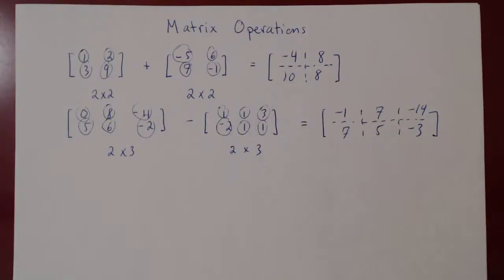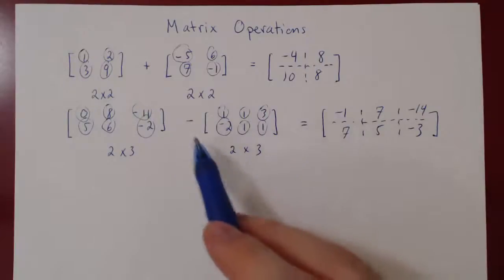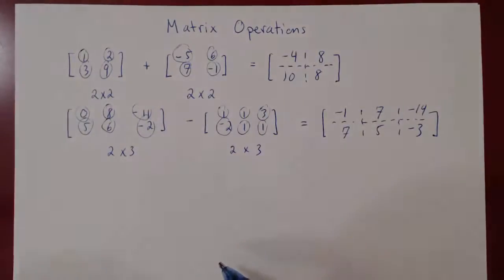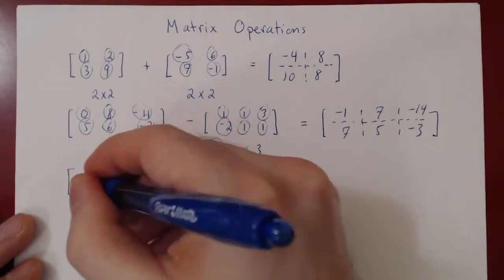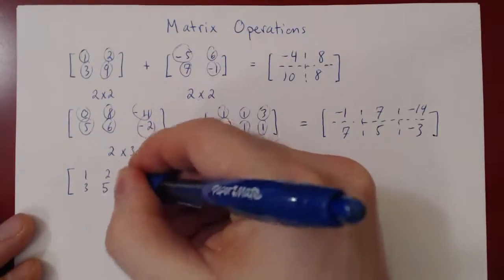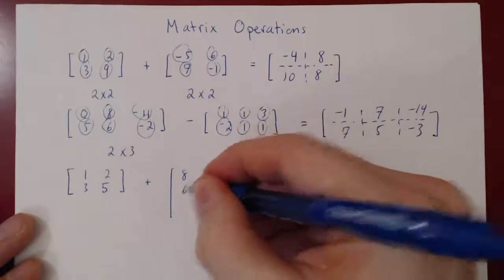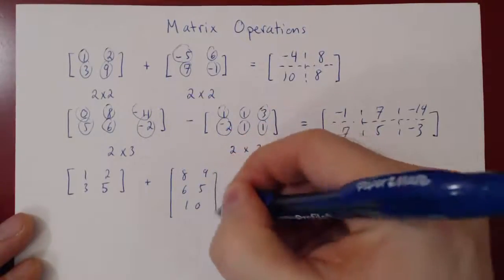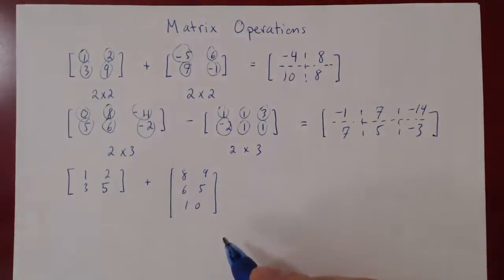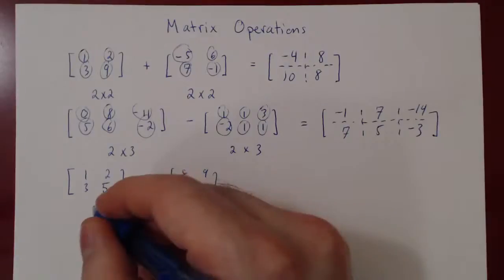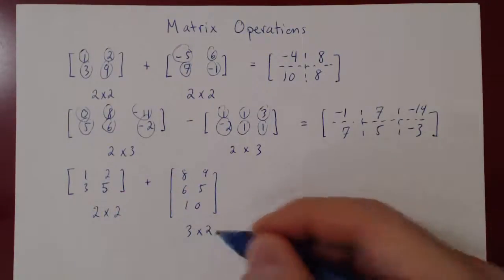One thing that is worth mentioning is they have to be of the same size. You can only add or subtract matrices of the same size. So for example, if you asked, well, what about this? 1, 2, 3, 5 plus 8, 9, 6, 5, 1, 0. And you ask, well, what is the result of this sum? And the answer is it is not defined, as the first is a 2 by 2 matrix, the second is a 3 by 2 matrix.